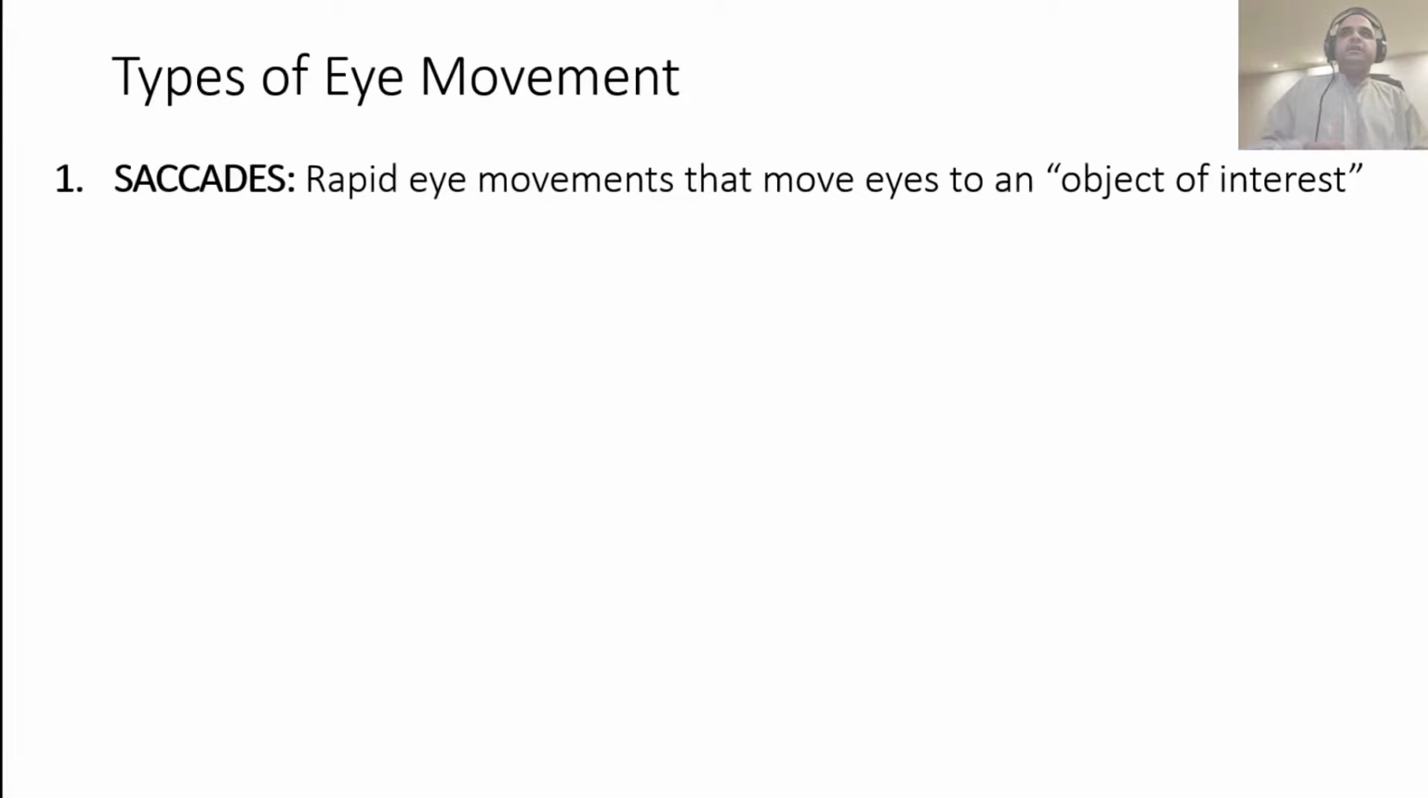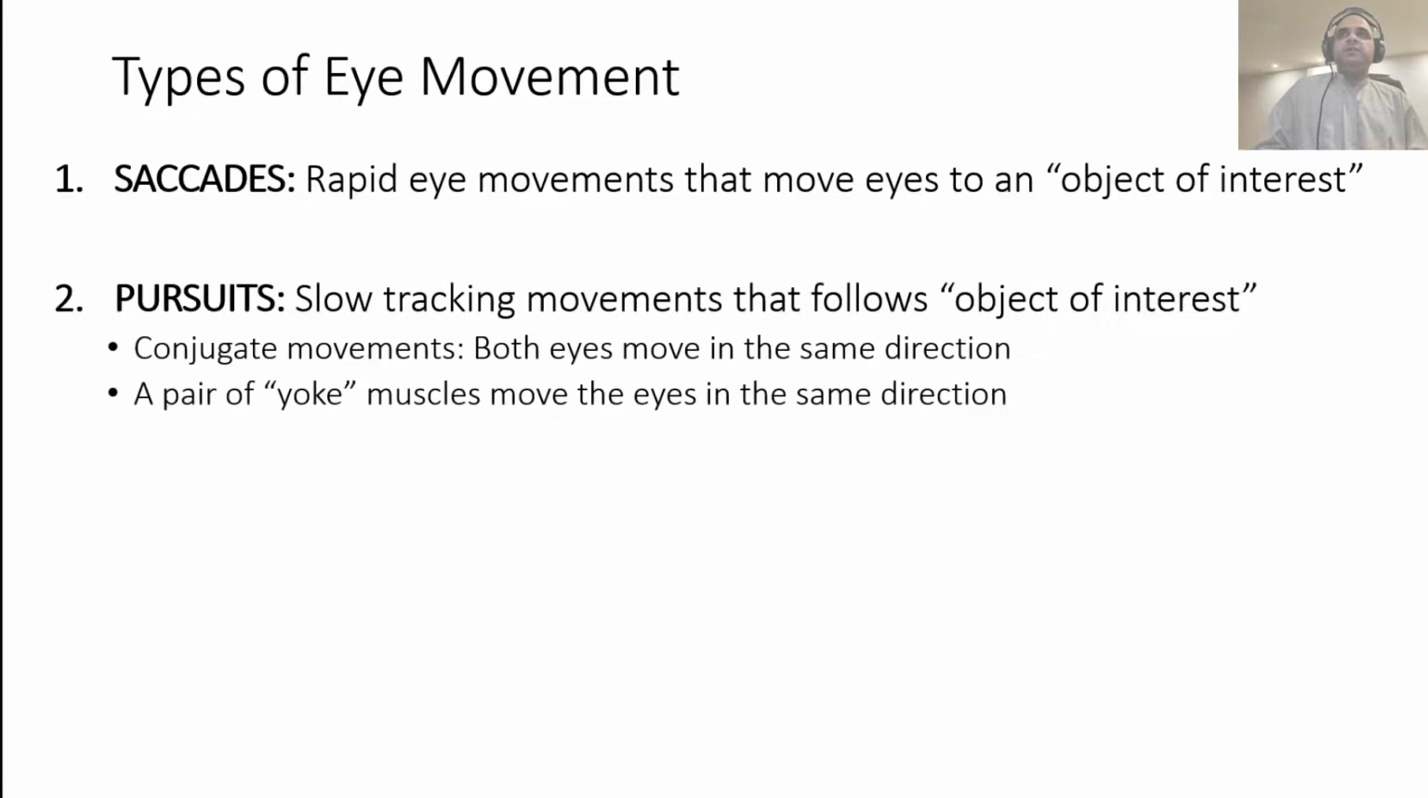And during this skill, we will talk about three different types of eye movements. We'll talk about saccades, which are rapid eye movements that allow you to point your eyes towards an object of interest. Then we will be talking about pursuits, which is the most important component of extraocular muscle testing, and these are slow tracking movements which allow you to follow your objects of interest.